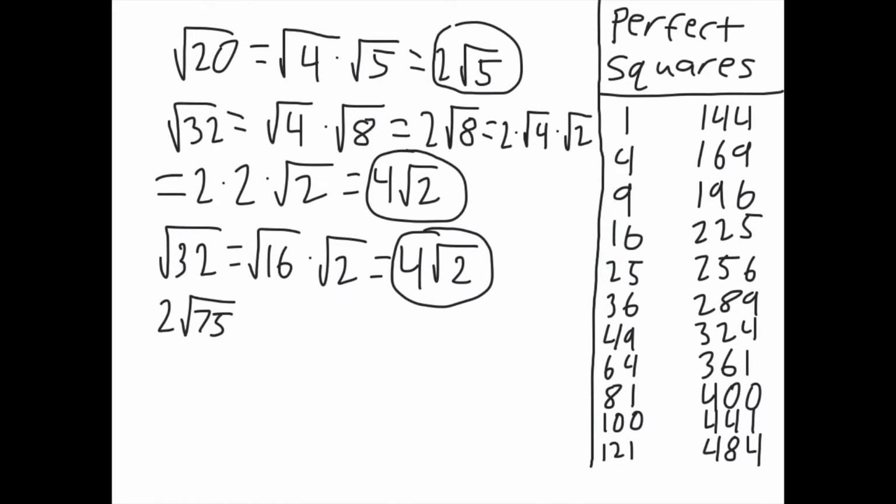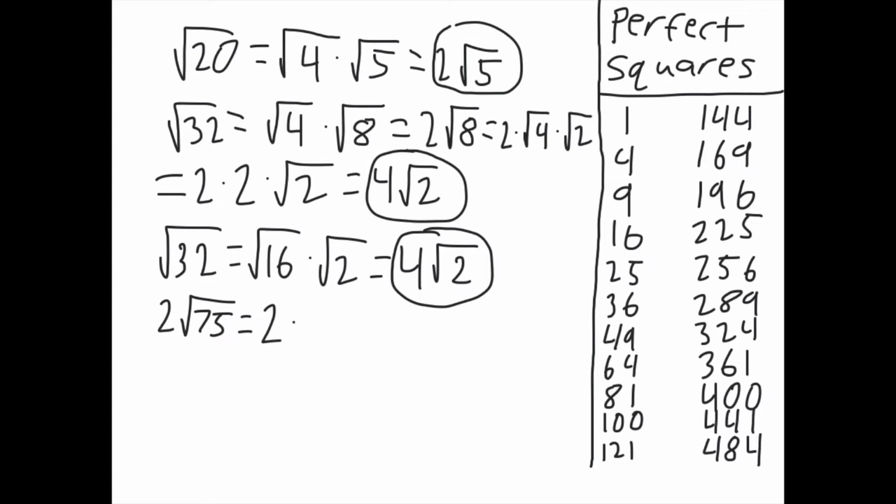All right, let's do one more example. 2 times the square root of 75. So the 2 is going to stay there. Just like when we reduce this up here, same thing, the 2 stays right there. And we're going to multiply that by whatever perfect square we take out.